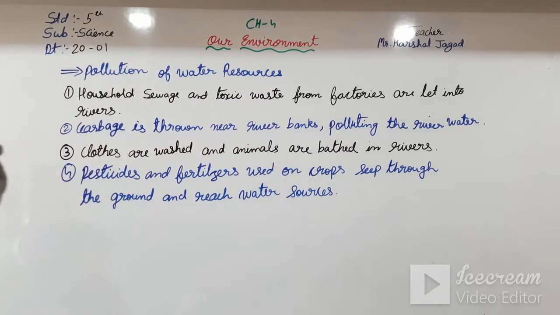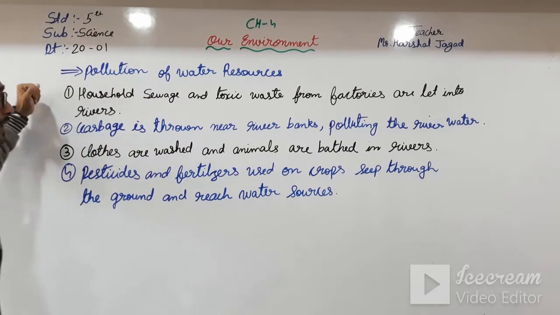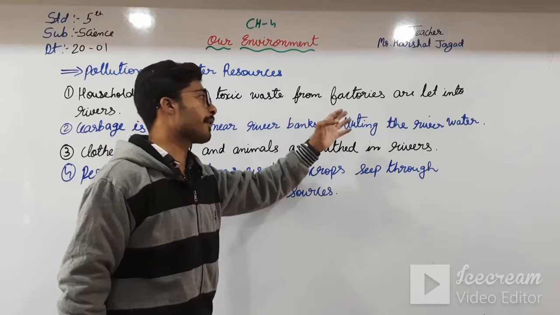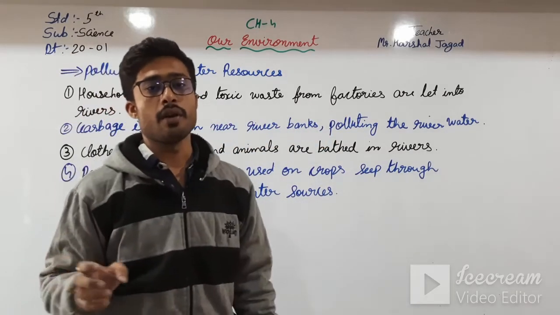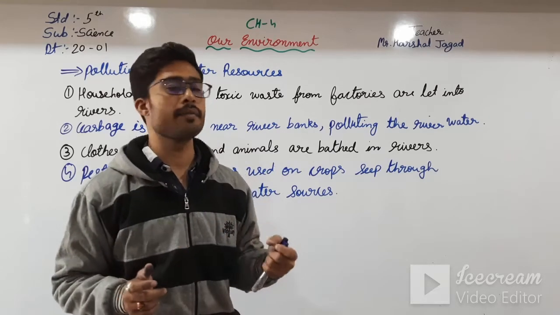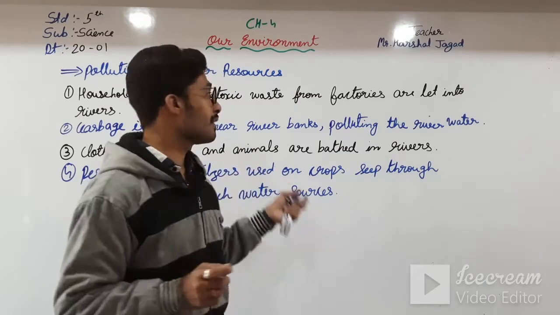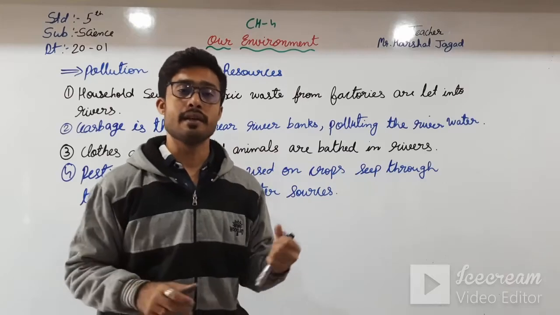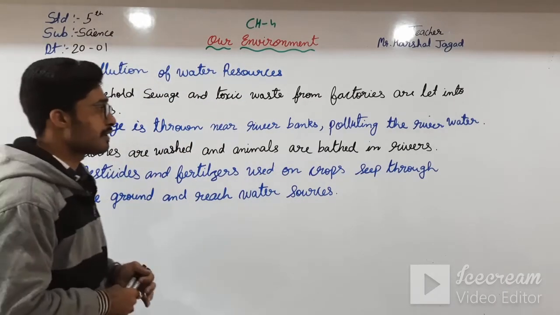Okay, so these are the main 4 points which take part in the pollution of the water resource. Here the first one is household sewage and toxic waste from factories are let into the rivers. We know that the sewage, the gutter line from our home, is directly mixed with the river, and the toxic waste that comes from the factories is also let into the river, so it harms the aquatic animals and all this.